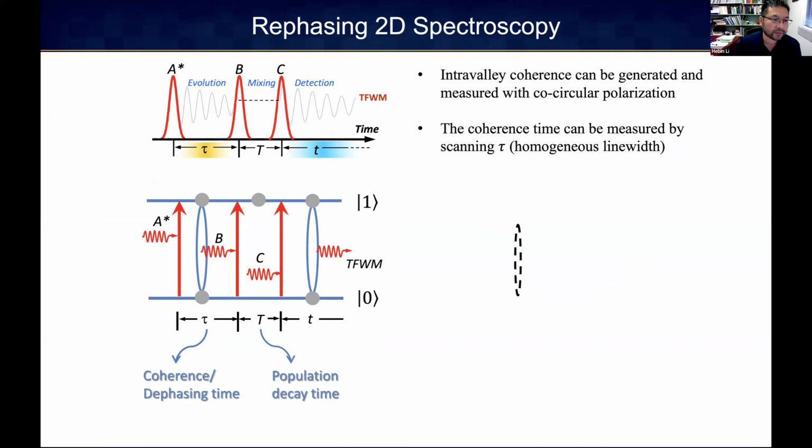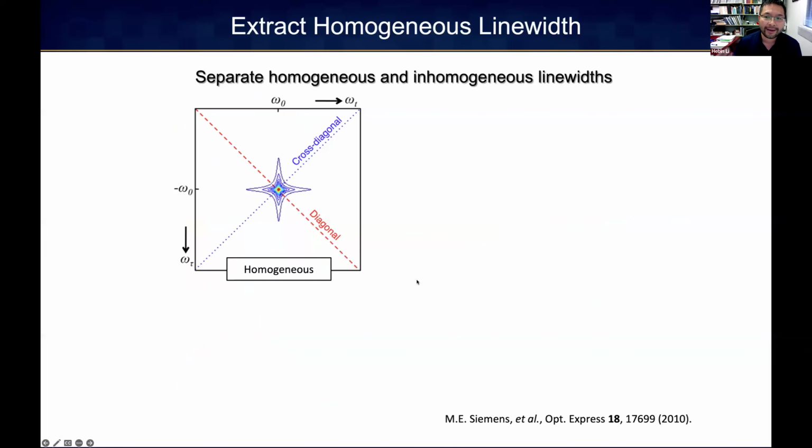For example, you can do the so-called rephasing 2D spectroscopy, where a sigma plus polarized light interacts with a K valley, and that generates an inter-valley coherence, and then you can measure the coherence time of that. Now, when you do that, one problem is the inhomogeneous broadening, right? So 2D spectroscopy has this advantage of being able to separate homogeneous and inhomogeneous linewidths.